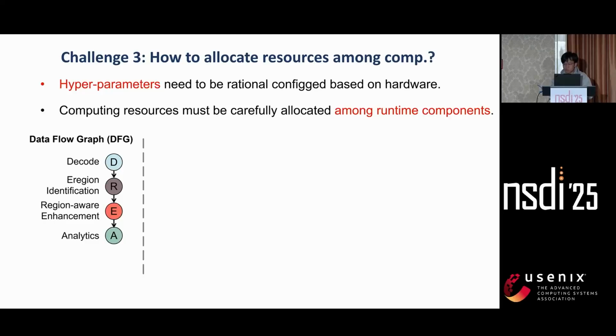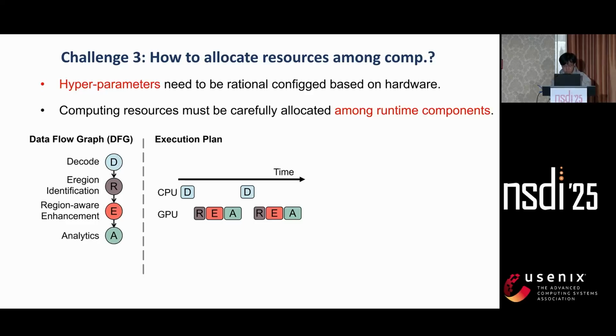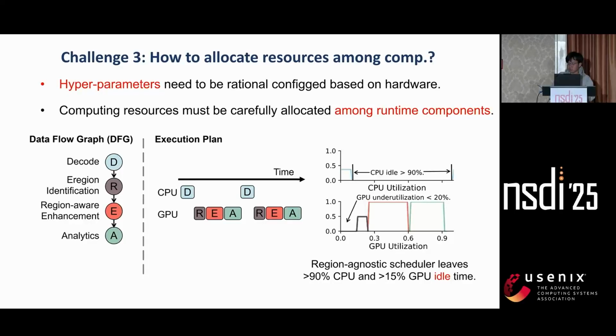The system workflow can be represented by the data flow graph shown in the figure. The pipeline consists of 4 stages: decoding, identification, enhancement, and the final analysis. We can employ a region-agnostic scheduler that executes all components sequentially, but the system exhibits significant resource underutilization.